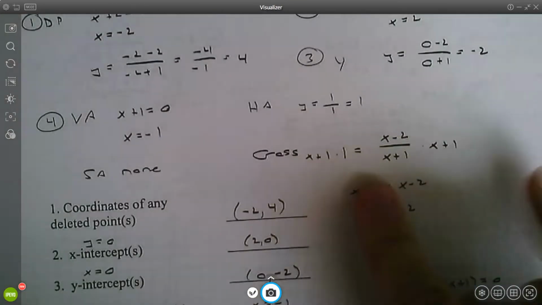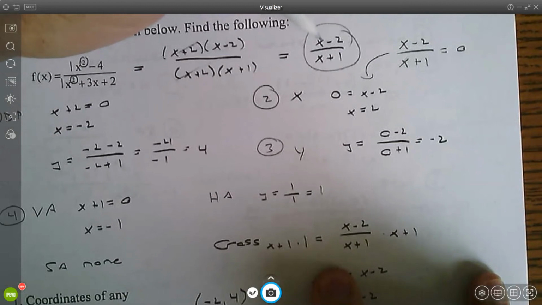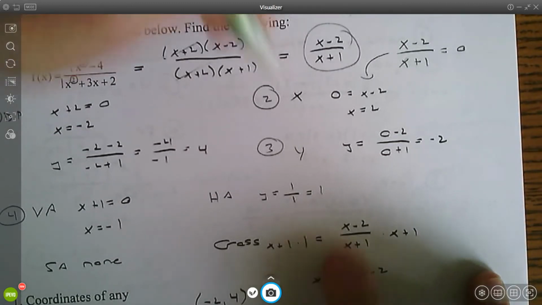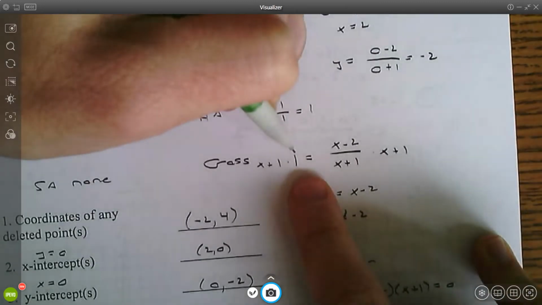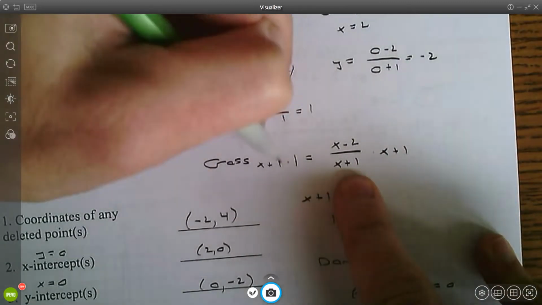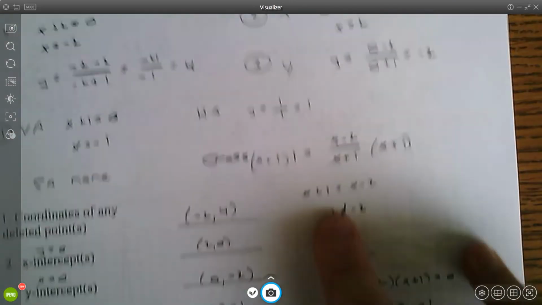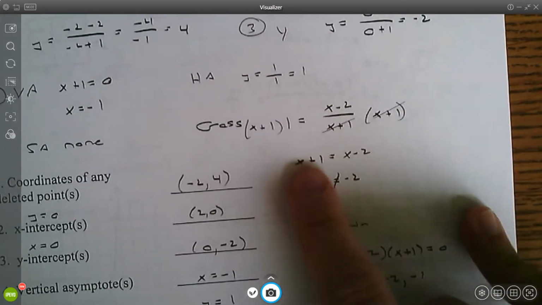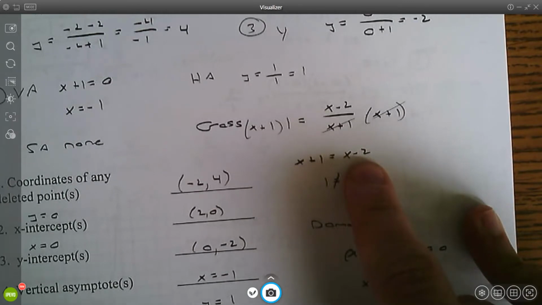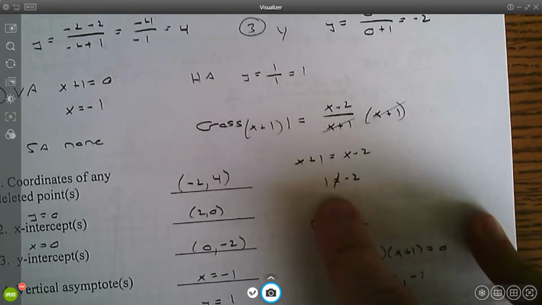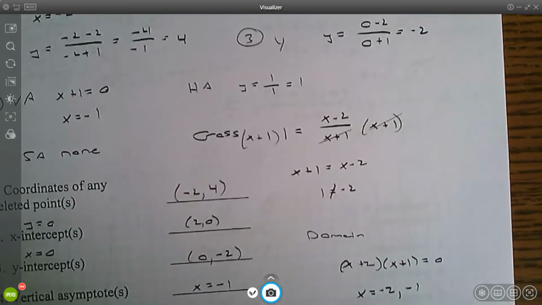Coordinates where the graph crosses the horizontal asymptote, if any. So what you're going to do, you're going to take your simplified function and set it equal to the value of the horizontal asymptote. You're just going to plug in y is 1. So 1 is equal to this. Multiply both sides by x plus 1. Those simplify to 1. You're left with x plus 1 equals x minus 2. Subtract x. 1 is equal to -2. That is not true. So this graph does not cross the horizontal asymptote.